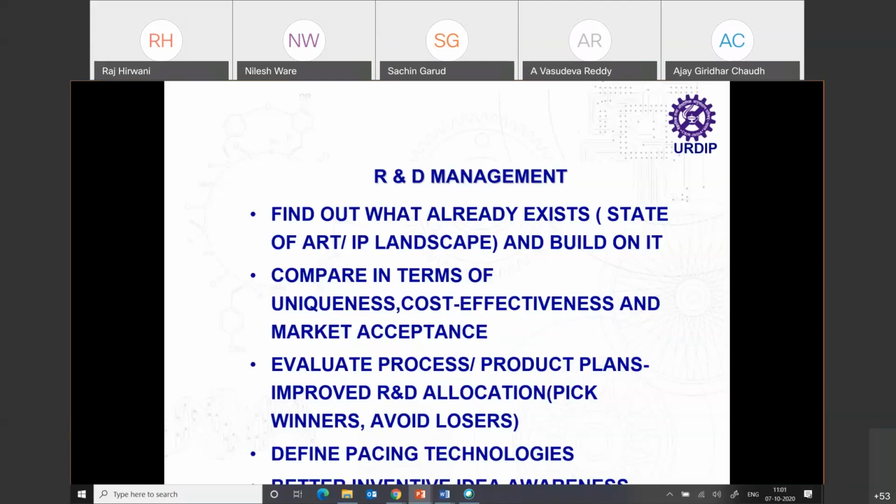When you look at hundreds and thousands of patents, you become aware of inventive ideas. I keep on saying hundreds and thousands of patents because the amount of innovation that goes on in the world is unprecedented.